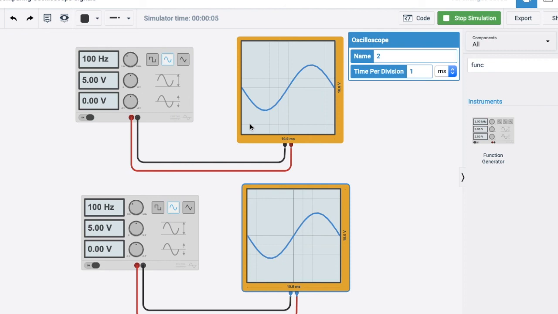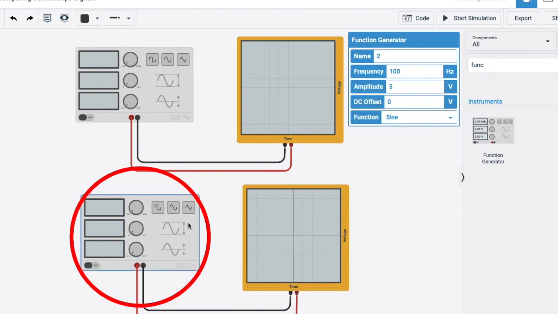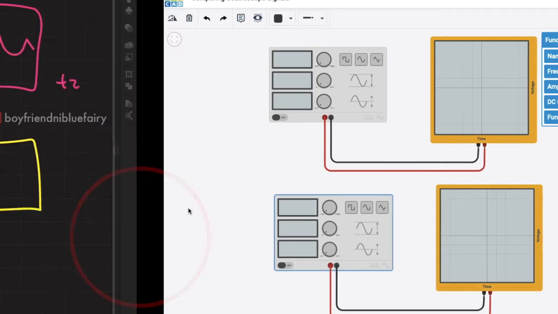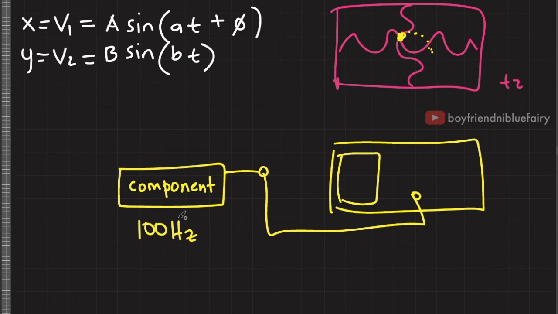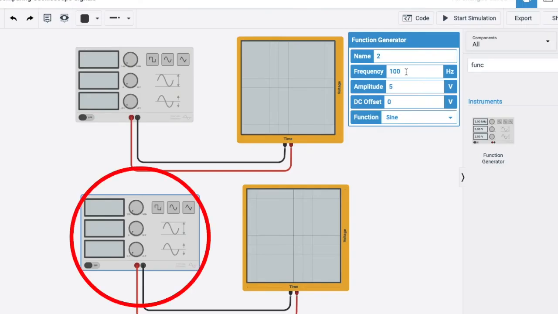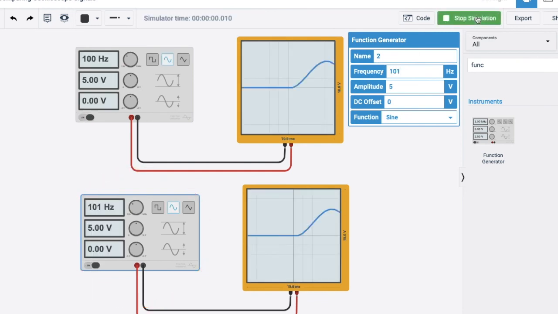But what if in reality, since I assume that my function generator is actually my unknown component, my component that I suspect is broken, and it actually has a frequency of 101 hertz. By inspection alone, that 1 hertz difference is not visible in my oscilloscope. They still look similar, but there's actually a huge difference. And in some applications, this difference of 1 hertz is crucial in some circuits. So apparently, by visual inspection, this difference is hard to detect.